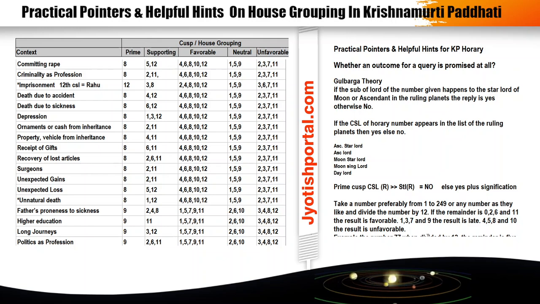Or if the ascendant sublord is occupying the 11th cusp, note down cusp, and we are talking about the Horary chart, then also there is a connection between 1 and 11. Or the 11th sublord is occupying the ascendant, then also there is a connection. So this connection also indicates that the chances for the promise of the query are very strong.